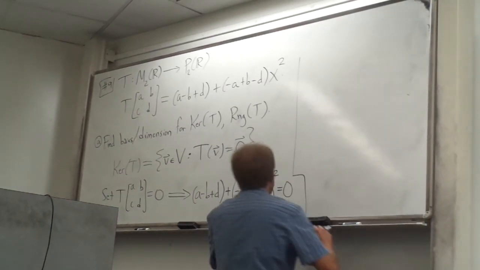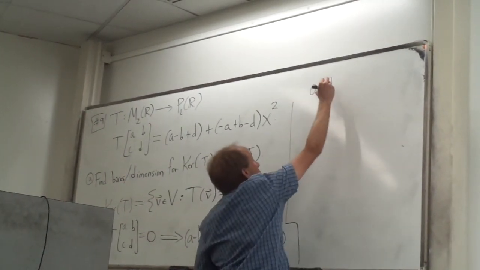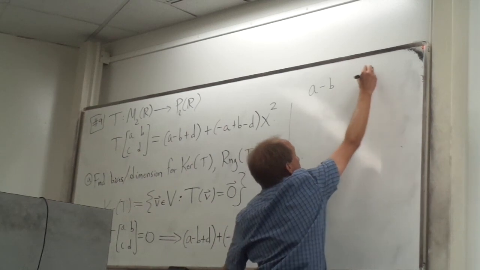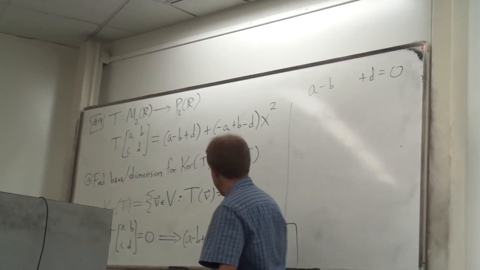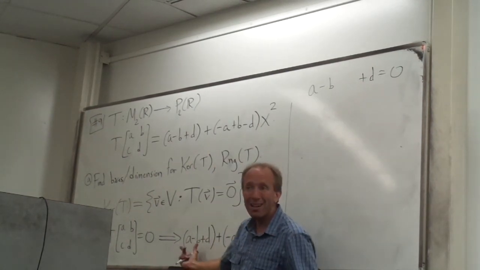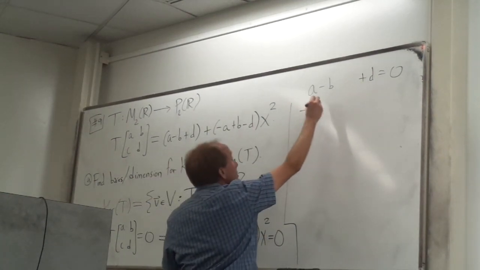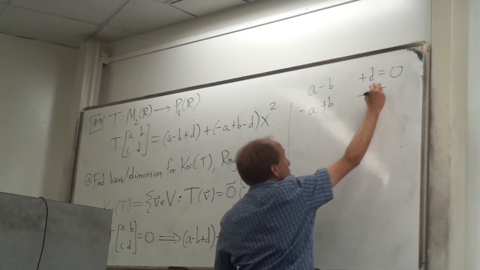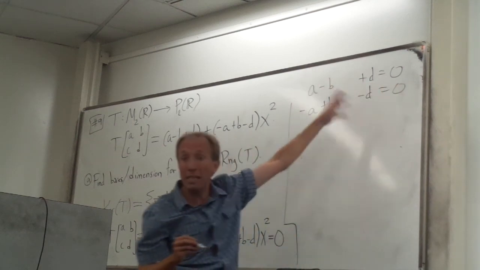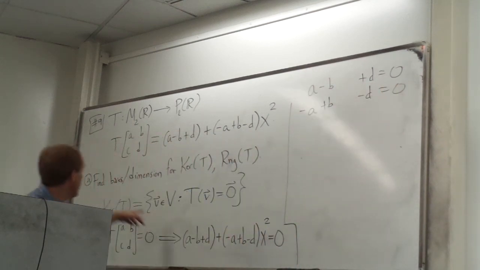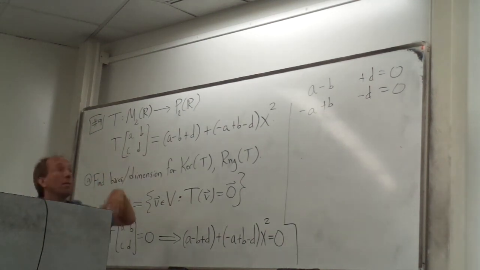So the coefficients are 0. So a minus b plus d is 0. That's this constant term. The constant term is 0. And then the x squared term, which is negative a plus b minus d, is 0. I'm leaving a space because there's no c mentioned. But technically there is a c in the matrix. It's just not part of the formula.